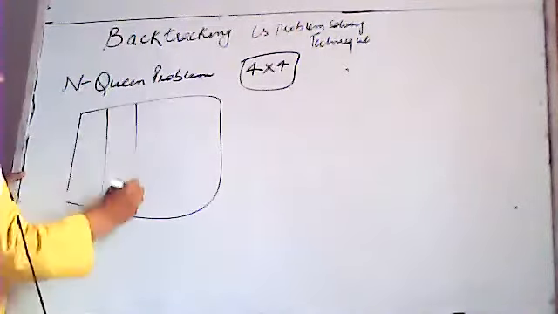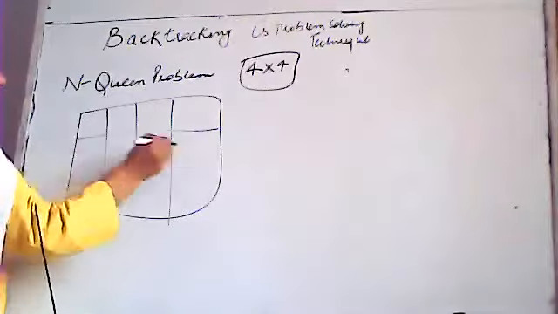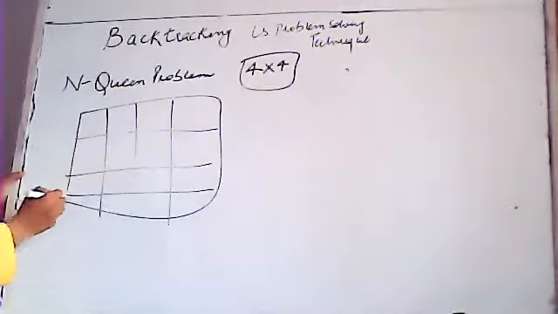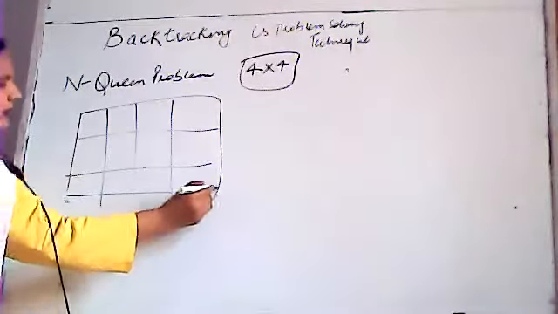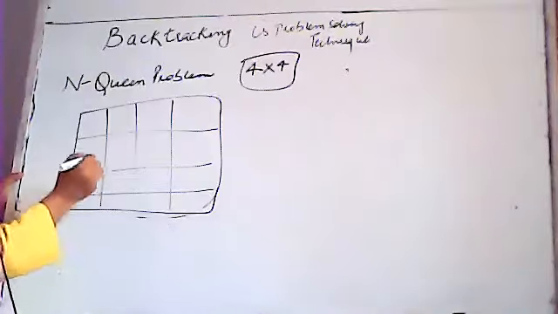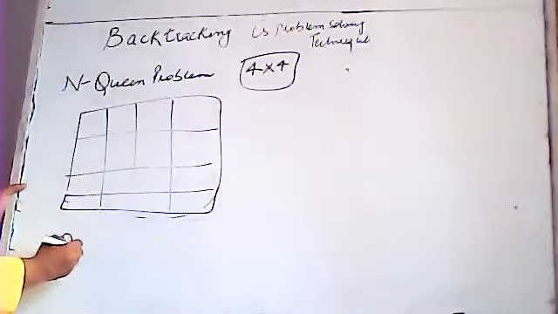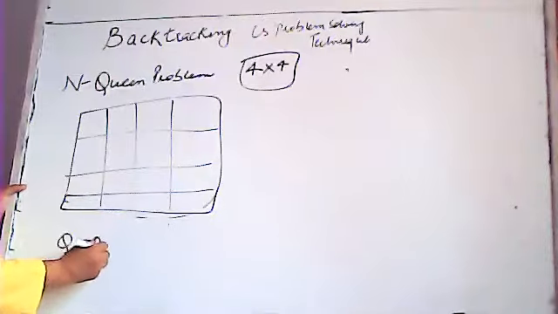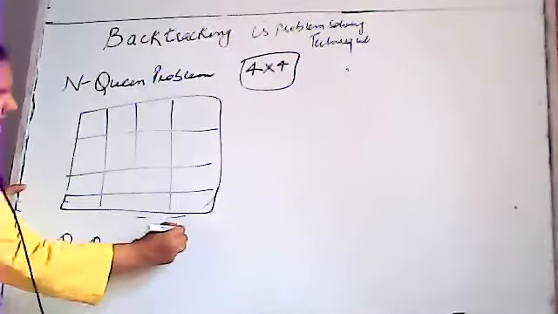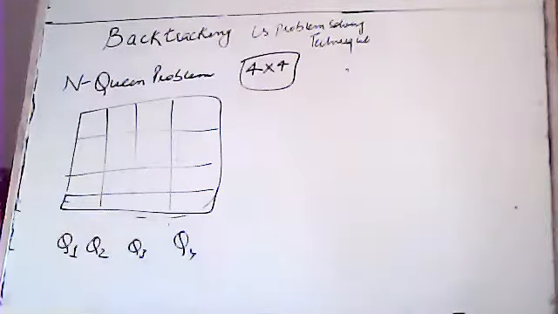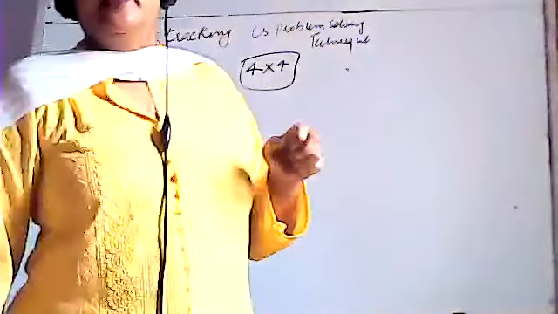I'm drawing this board. The problem is to place the queens. 4 queens are given. Normally there are 2 queens, but here we are given 4 queens, which are to be placed on this 4 by 4 board, such that no 2 queens are under attack.